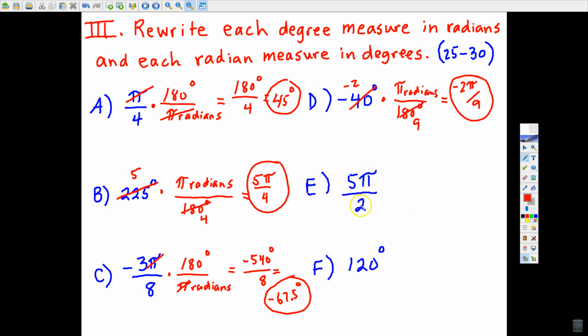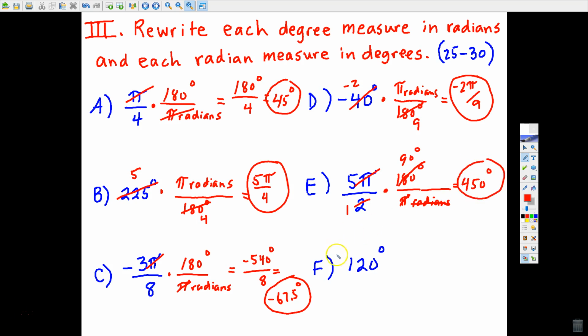All right, letter E is in terms of radians, so I'm going to convert it to degrees. And so I use my conversion factor, 180 degrees over pi radians. Just double check, look diagonally, they're the same units, pi and pi. So the pi's cancel. I can reduce going this way. I can divide 2 into itself, 2 into 180 degrees, that's 90 degrees, and 90 degrees times 5 is 450 degrees.